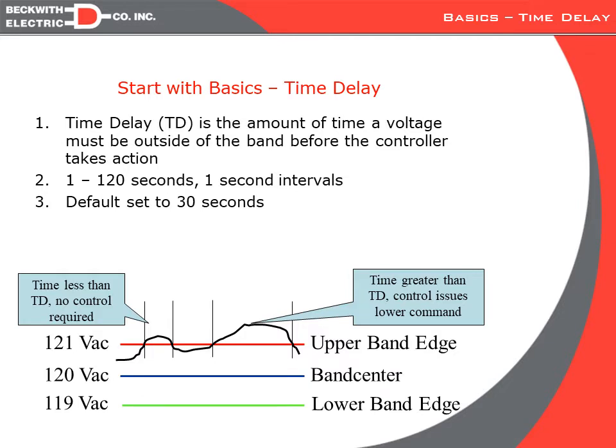Now, once we exceed a band, in this case, we've exceeded the upper band, so we are going to want to lower the voltage. But we do not immediately lower the voltage. We will wait a finite amount of time, referred to as the time delay, before we take action. And there are two purposes for the time delay. Number one is load will fluctuate. For instance, when an air conditioning unit starts up, the motor will draw more current until it gets up to rated speed, and while it's drawing more current, it'll cause a voltage drop.